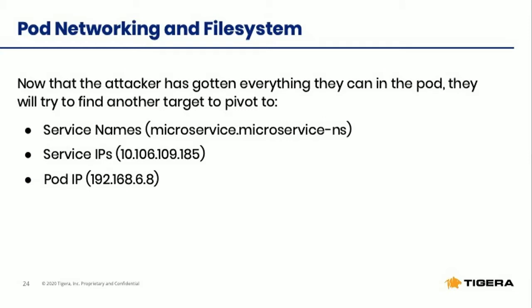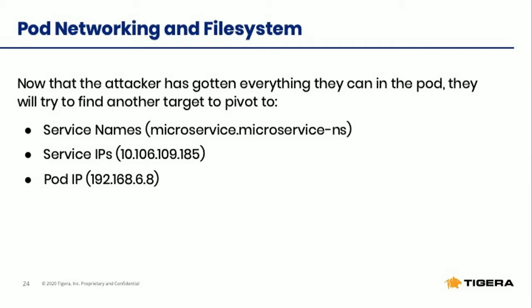The main stuff that they are trying to get is the service names. Basically, what happens is you have your DNS. So when you create a new service, a new DNS entry is created, so that you can access it with that domain name instead of having the service IP address. A lot of times this is the service name dot namespace.